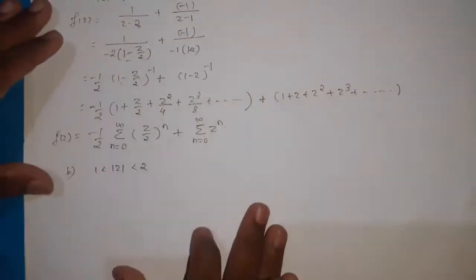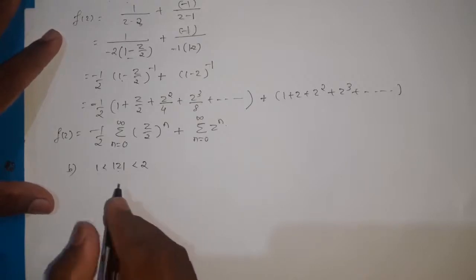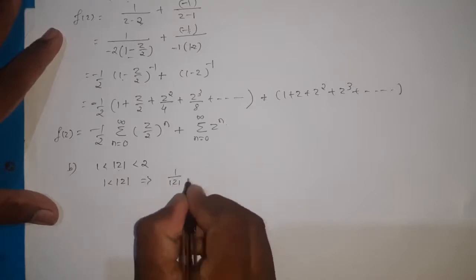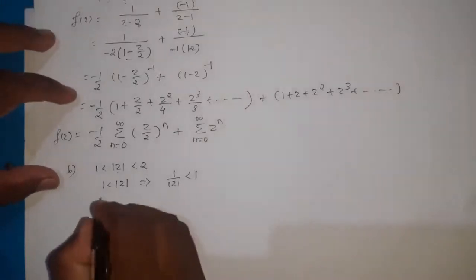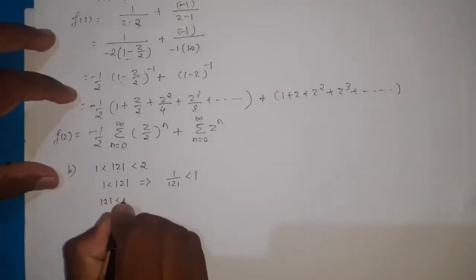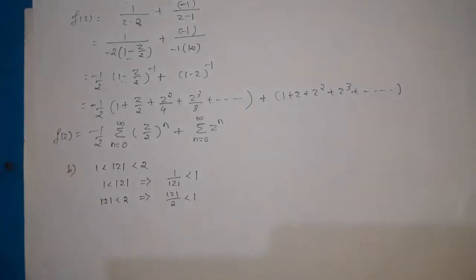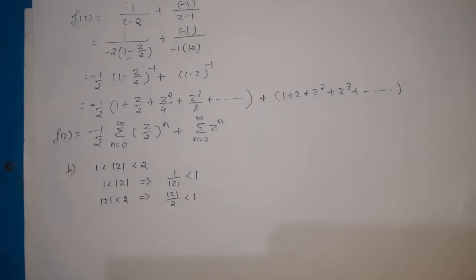The next region is 1 less than mod z less than 2. Now split this inequality as 1 less than mod z, which implies that 1 by mod z is less than 1. We should always reduce the term which is less than 1, that is very important. The second inequality is mod z less than 2, which implies that mod z by 2 is less than 1. So here 1 by z and z by 2, these two are less than 1. Therefore in the given function we need to adjust the terms accordingly, 1 by z and z by 2.